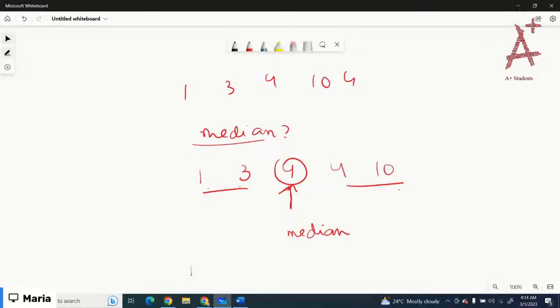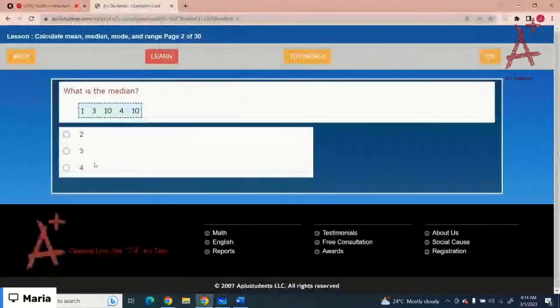Got it? Median is the number that can divide the data into two equal parts. So 4 is the middle, the median. It divides the data into two equal parts. On both sides, you have two numbers. So 4 is the median.